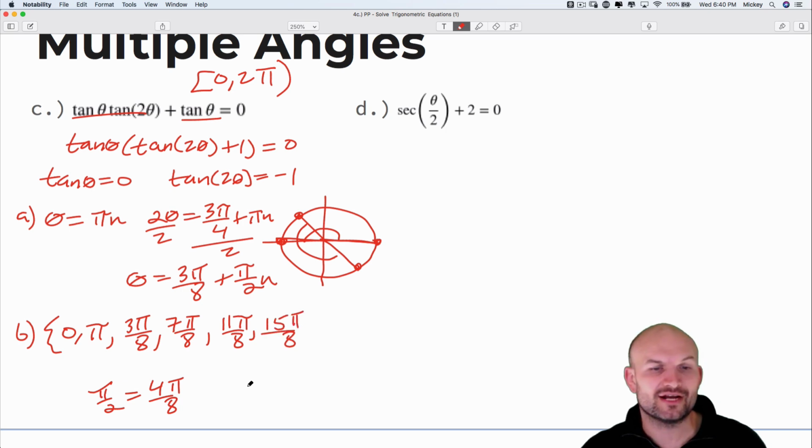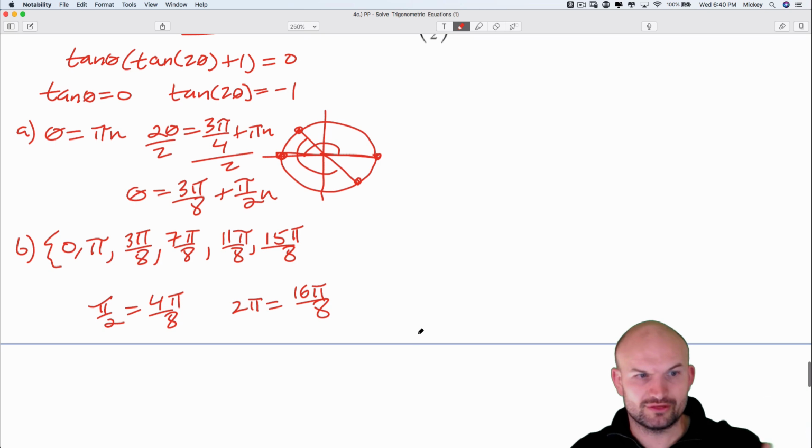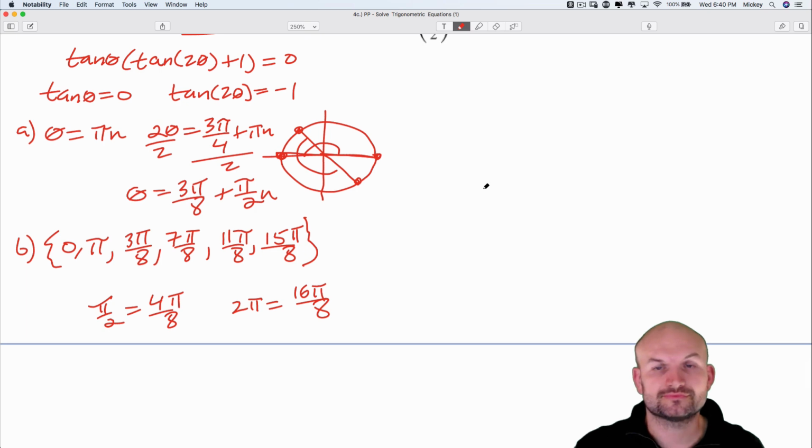But I can't go any higher because, again, 2 pi is equal to 16 pi over 8. So remember, the restriction is from 0 to 2 pi. So you can see how that is now going to be our solution set.